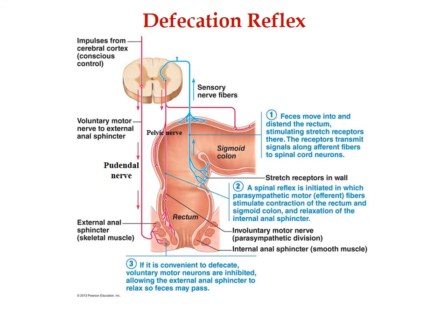A spinal reflex is initiated in which the parasympathetic motor fibers stimulate contraction of the rectum and sigmoid colon and the relaxation of the internal anal sphincter. So here you can see where it synapses, and this synapse will be then connected to the nerve which is called the pelvic nerve. The pelvic nerve is supplying the sigmoid colon and the rectum, and it is also supplying a structure called the internal anal sphincter.